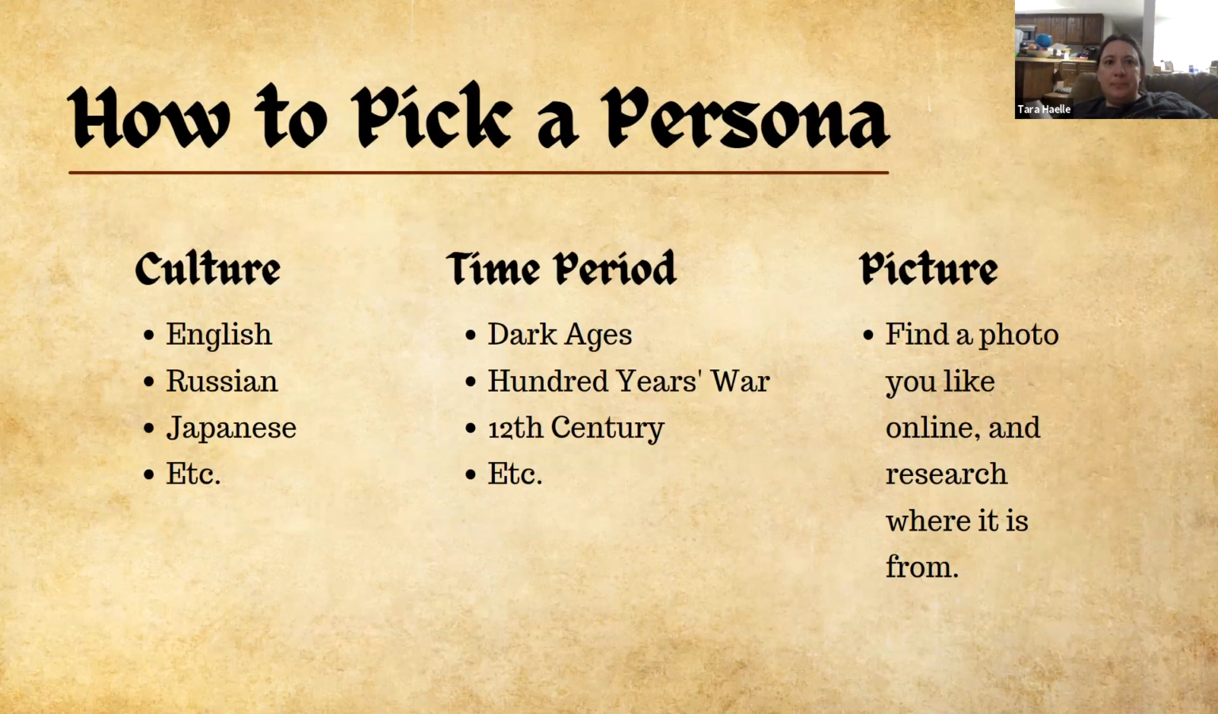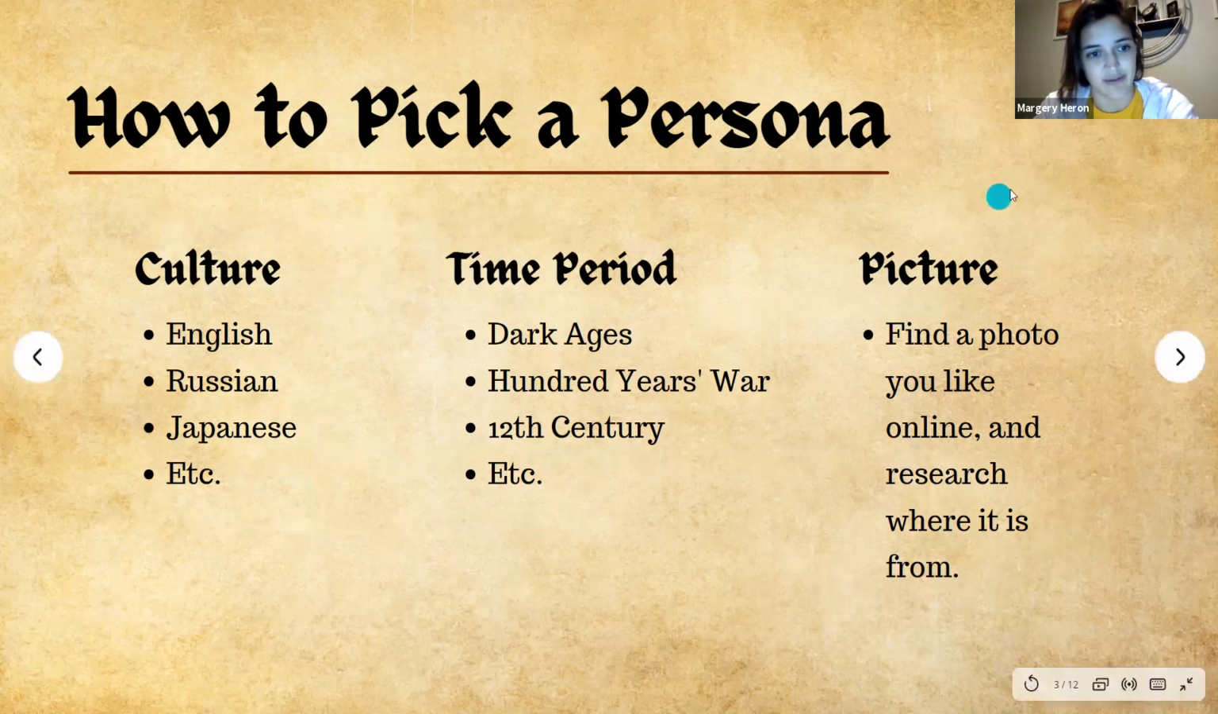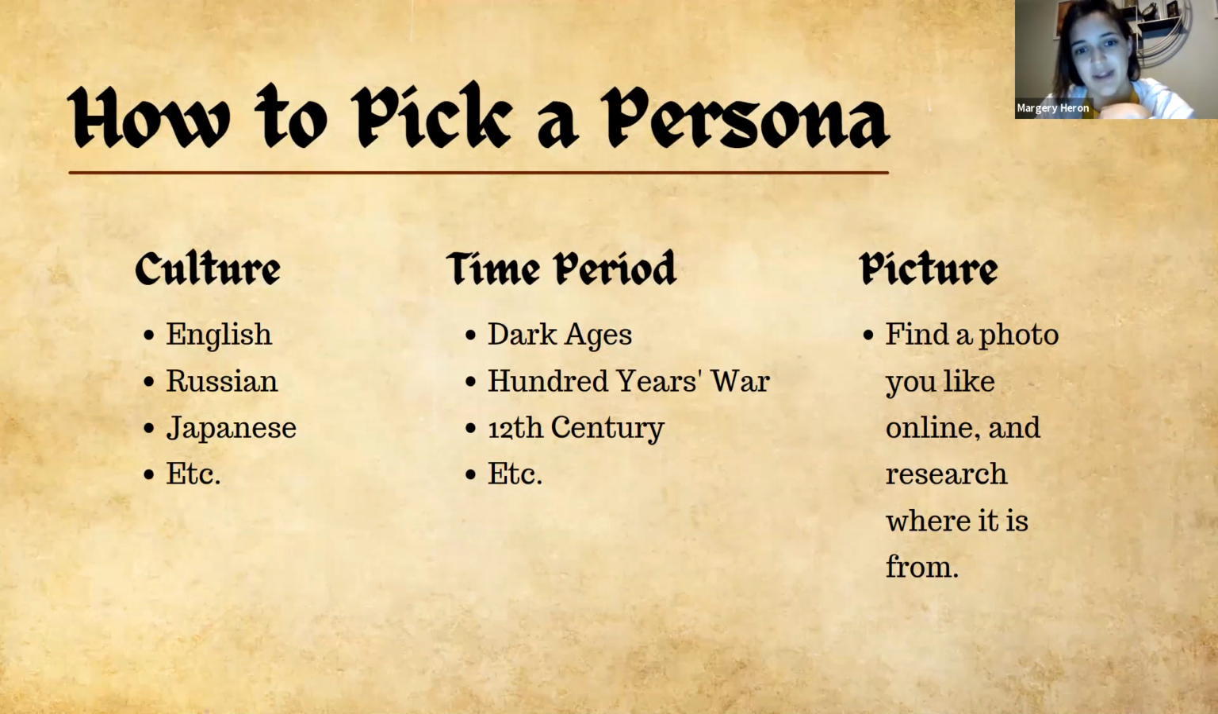So there's a few different ways that you can pick a persona. These are the three that I recommend because they're just the easiest to me. You can start with a culture. So if you know, like, I want to be English, then you can go through different time periods in England or in Russia or Japan or whatever, and pick from there. Or you can start with a time period. Be like, I really like the Tudor period. I want to pick something from there. Or finally, if you just have a picture of something that you want to look like, you can also start with that.